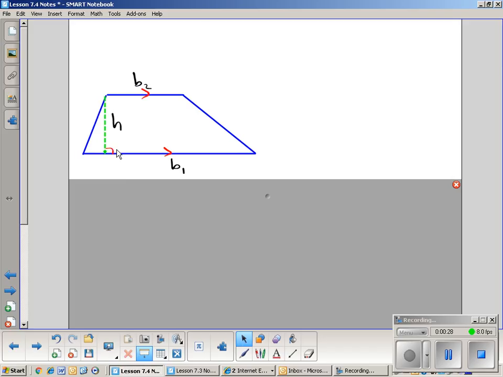The base of a figure and the height of the figure always have to be perpendicular to each other. Okay, they have to be perpendicular. And so the sides of this trapezoid are not our heights. It's just the green dotted line here that is going to be our height.